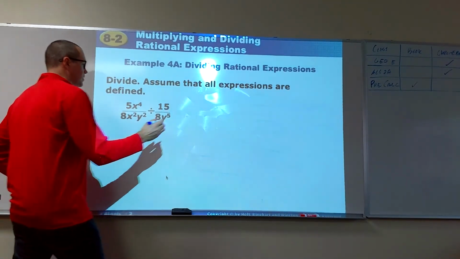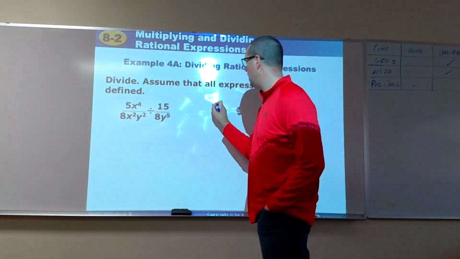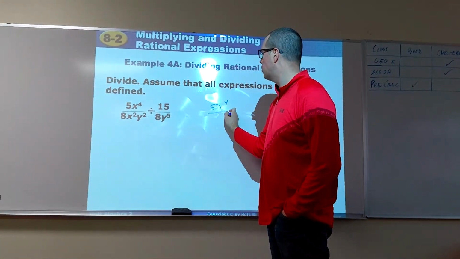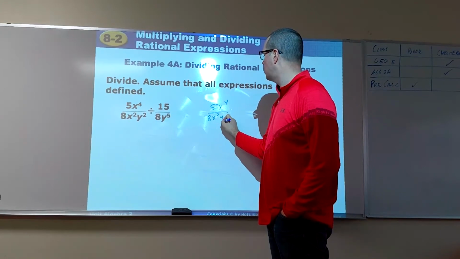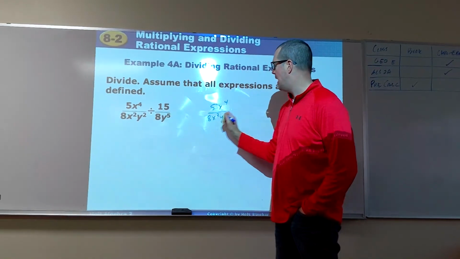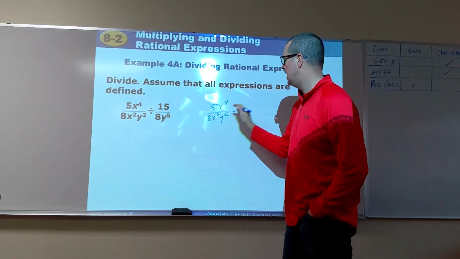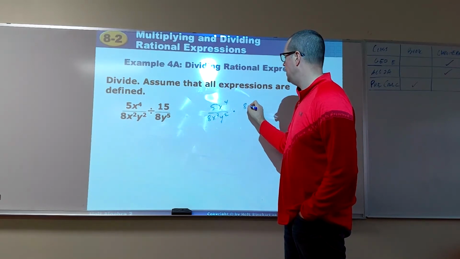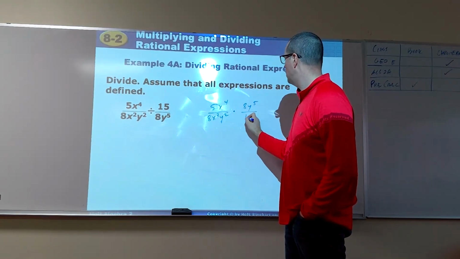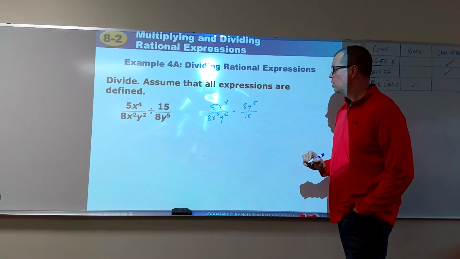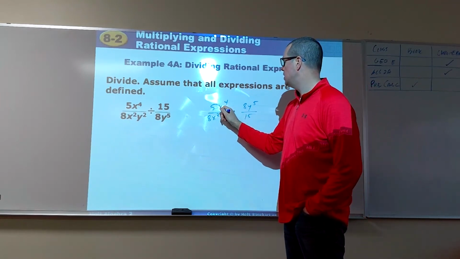5x to the 4th. So when you're dividing, it's just best to rewrite it. So we have 5x to the 4th over 8x squared y squared divided by, which means times, I got to do the reciprocal. 8y to the 5th over 15. Okay, so now I can start canceling out.